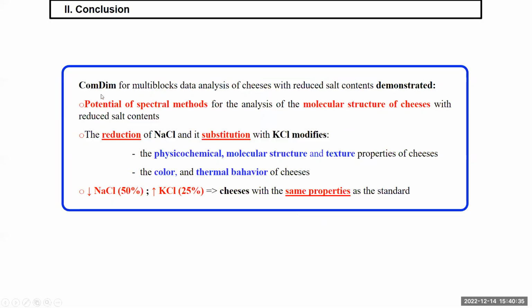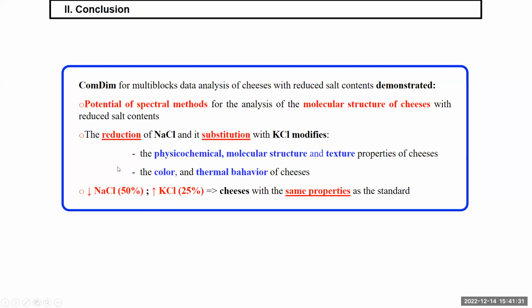So concerning the conclusion, of course we can say that CONDIM is very interesting in order to analyze and combine different data tables that we acquire after different analyses on a food sample, here cheese. And we have also demonstrated, because this was not done before, that spectral methods are very suitable to identify the effect of salt content on the molecular structure of the cheese. We have also identified that the reduction of sodium and its substitution by potassium modifies different characteristics of the cheese: its physicochemical properties, molecular structure and texture, and also the color and its thermal behavior, because we talked about the melting of the cheese.